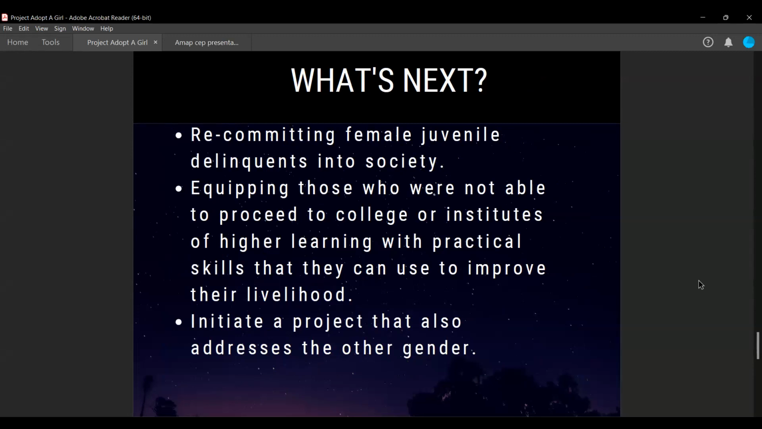Yes, what's next? As I already mentioned, the next step is to recommit female juvenile delinquents into society, and those who have not been able to proceed to college or institutions of higher learning, with practical skills that they can use to improve their livelihood. Also, to initiate a project that addresses the other gender, because there are a lot of movements and projects focusing on empowering the girl child, but what about the boy child? The boy child also needs to be empowered and uplifted. Just because they are boys doesn't mean they don't need to be empowered. They too are going through certain things that need to be addressed, just as the female. So the next step is also to initiate a project that includes the other gender. Next slide.